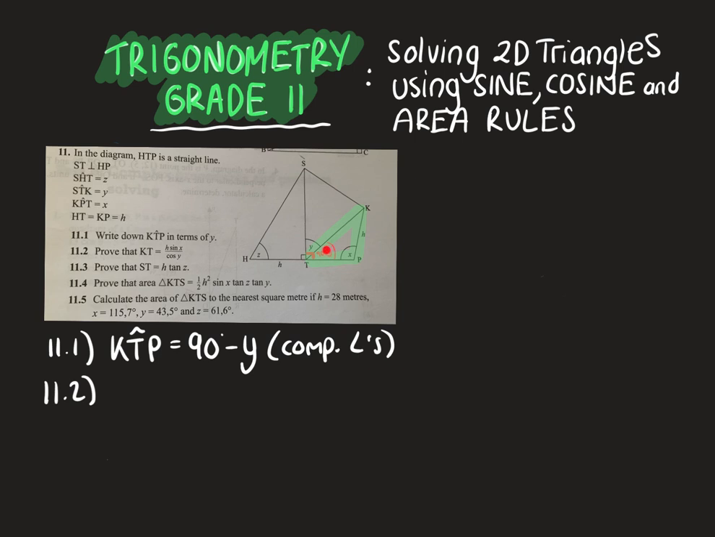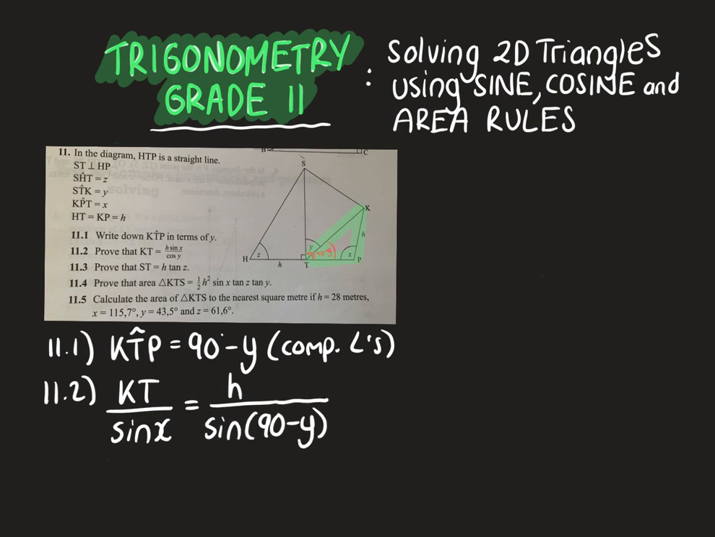And how do I know that? Well, I have an angle and a side opposite that angle, so I have an ordered pair. I've got the angle, but I'm looking for this side. So I have three knowns and one unknown, which allows me to use the sine rule. So KT over sine of X, because that's the angle opposite KT, is equal to H over sine of 90 minus Y. Immediately we should be seeing something when we see that 90 minus Y, everybody.